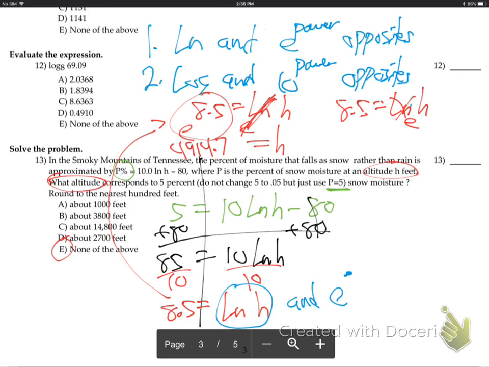Every log has a base. ln has e. Lose the log, base stays the base, other two switch. Instead of e to the h, it's e to the 8.5. h goes over here. Same result. Same thing, I'm just giving you another way to see it.